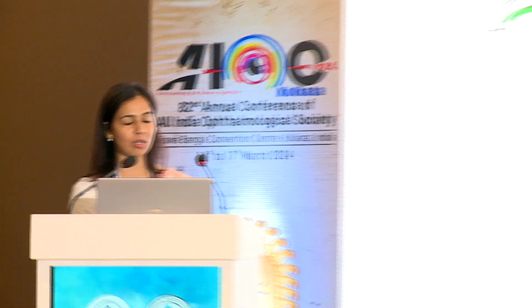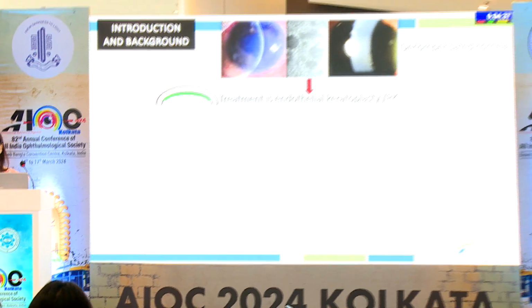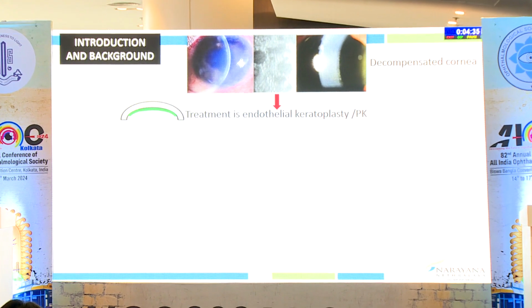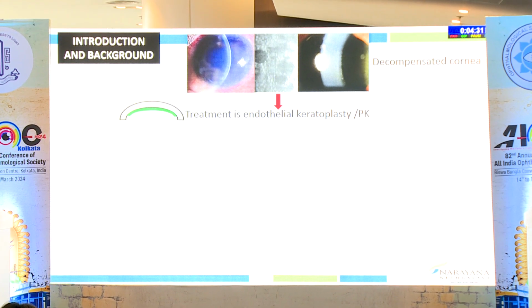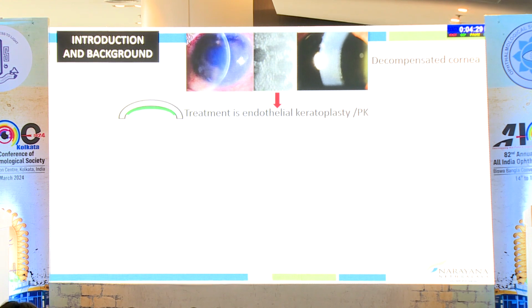Today, I'll be presenting our work on something which is very close to my heart, on trying to generate corneal endothelial cells in an ex vivo model. So none of us need to be told why we are doing transplants. Obviously, there's always a corneal need, and most commonly for some conditions like Fuchs endothelial dystrophy, the treatment is endothelial keratoplasty, or in more advanced stages, we are looking at doing a full thickness corneal transplant.